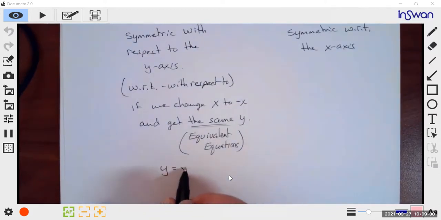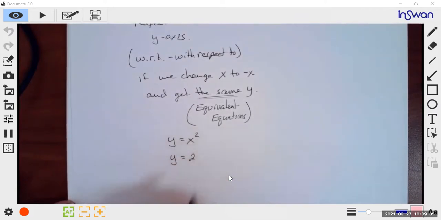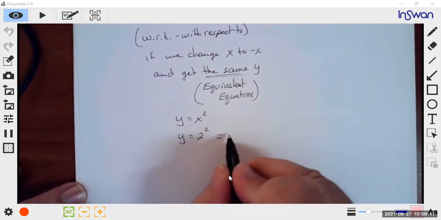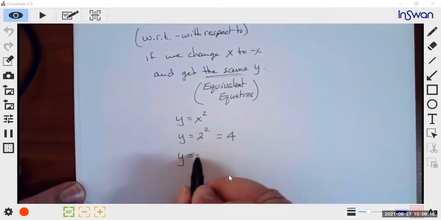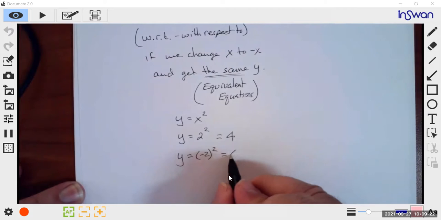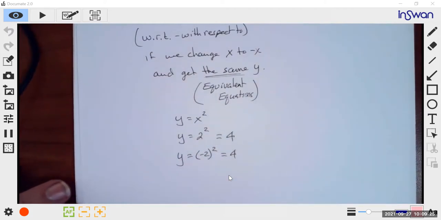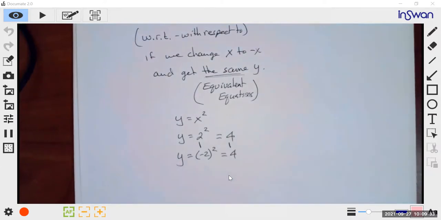Let's look at this. If we put 2 inside there, what's y going to equal? 2 squared is 4. If we put negative 2 inside there, negative 2 squared is what? 4. So we changed x from positive to negative, but we got the same y's. That's how you can tell it's symmetric about the x-axis. I mean the y-axis.